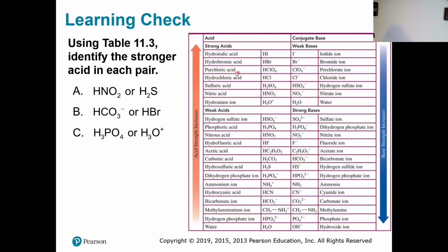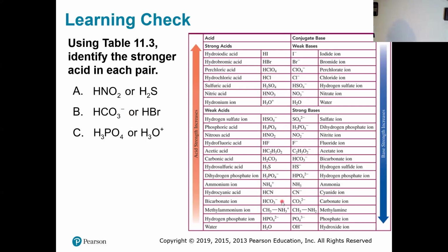When you are looking at a table like this one, you can identify the stronger acid or the stronger base within each pair, like they've given us here, just based on the list. So they've given us HNO2 and H2S. We can find these on the table: we have HNO2 here, we have H2S down here. So our HNO2 is going to be the stronger acid in this case.